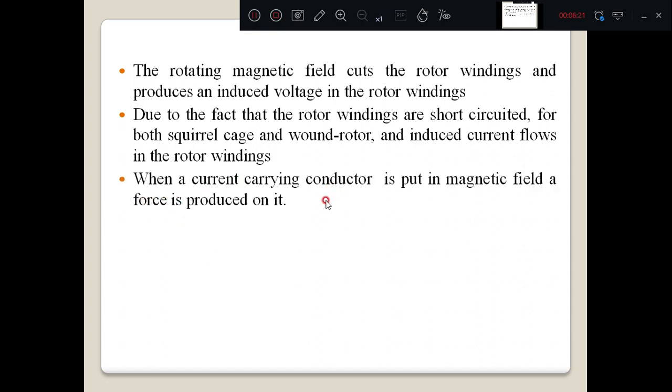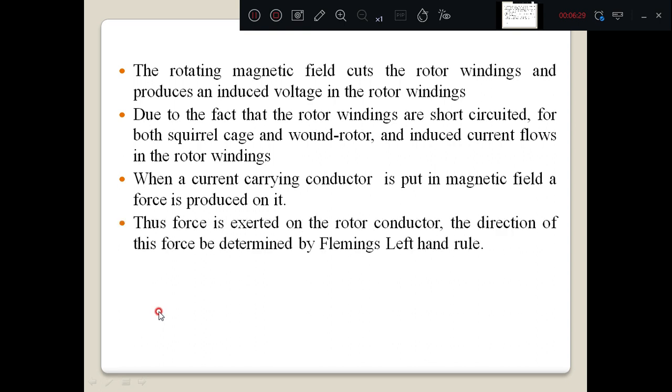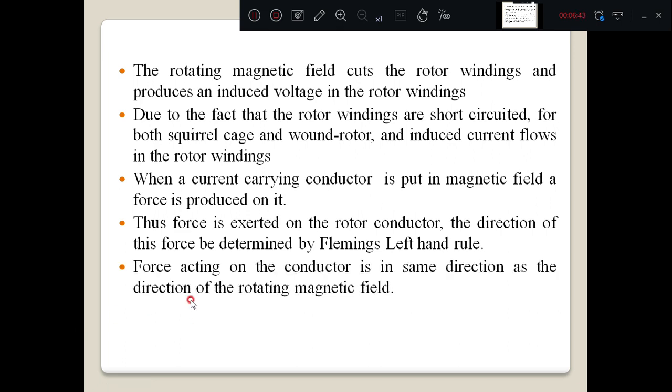When a current carrying conductor is put in a magnetic field, a force is produced on it. It is the principle of a motor. Thus, the force is exerted on the rotor conductors. The direction of the force, once again, is determined by Fleming's left hand rule. The force acting on these conductors is in the same direction as that of the rotating magnetic field. That is, the rotor starts rotating in the same direction as the rotating magnetic field.